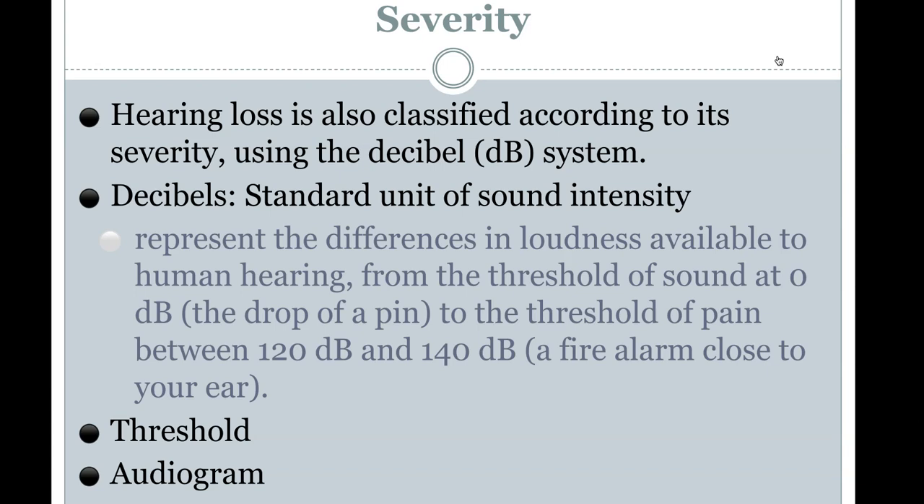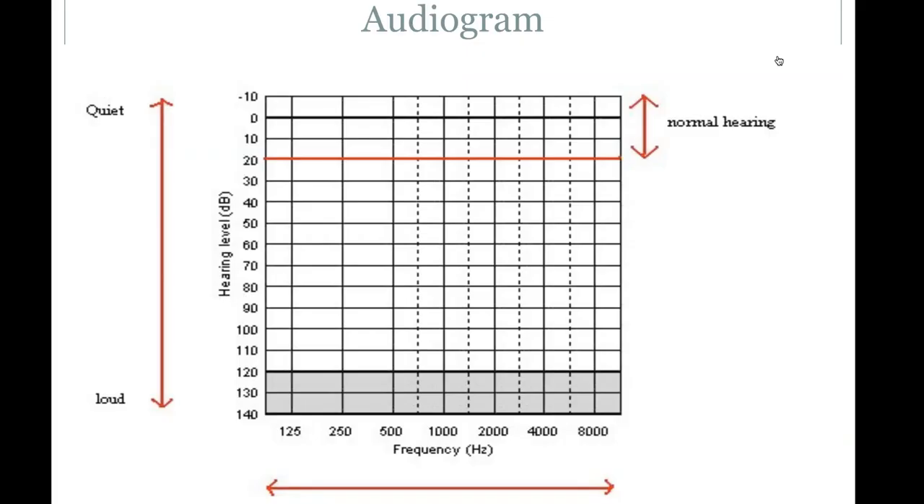And then an audiogram is going to be a visual representation of your hearing ability. And there are some good examples of that in your textbook chapter. So right here we've got an audiogram, where the black line is at 0 decibels. Normal hearing, though, is even if you can begin to hear at 20 decibels, you're still within the normal range of hearing.